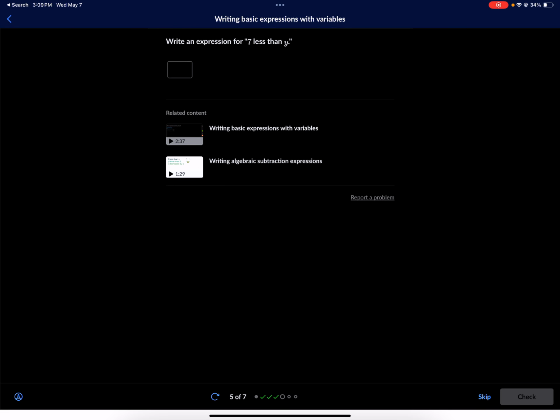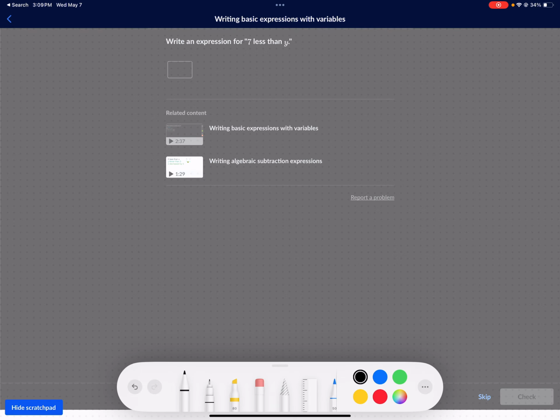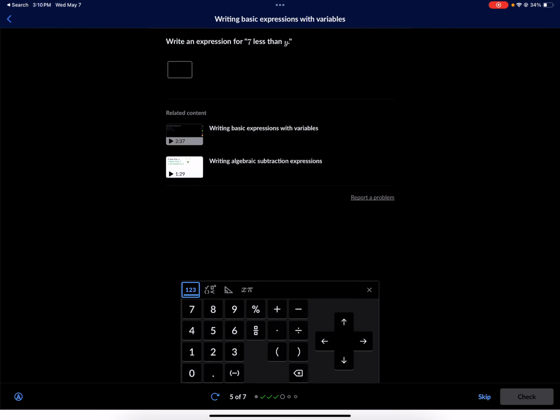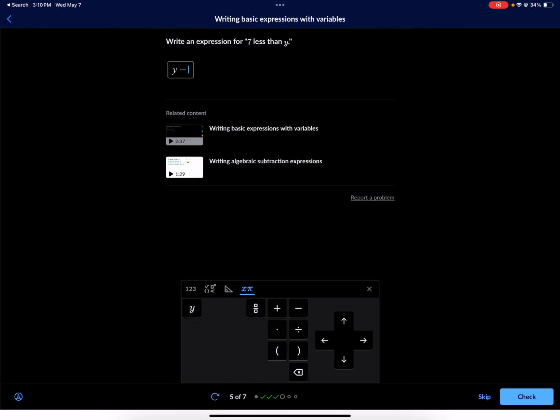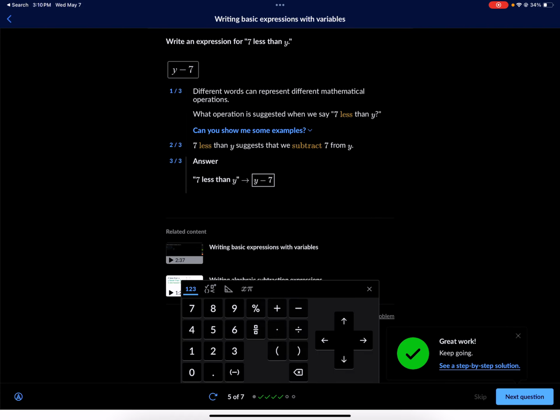Write an expression for 7 less than y. So 7 less. This may seem like 7 minus y, but this is wrong. We want 7 less. We're taking y, but then we want 7 less. We subtract 7. Get an unknown value, but it doesn't matter. Y minus 7, that's our answer. Y minus 7.